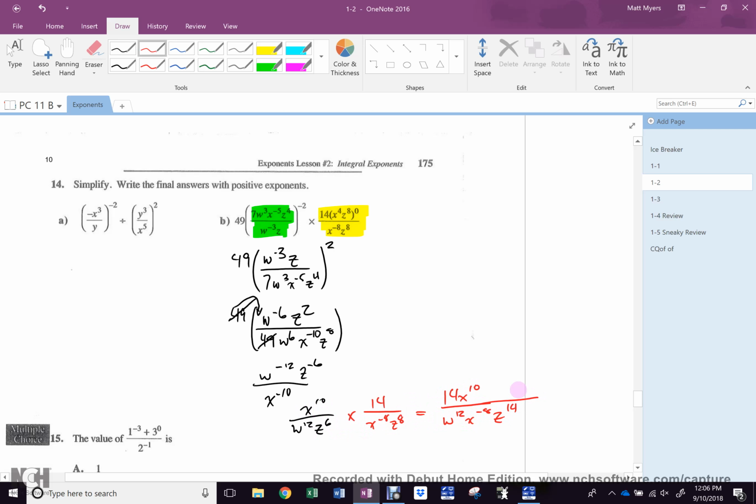Now, what do I do? I got x and x, right? So what's 10 minus 8? 14x to the 18th over w12, z14. And again, there's way shorter ways of doing it, but it's whatever you need.